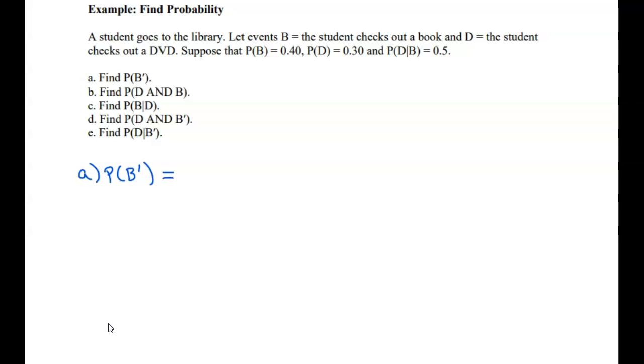So the probability of a complement is 1 minus the probability of the event. So it's going to be 1 minus 0.4, which is 0.6.